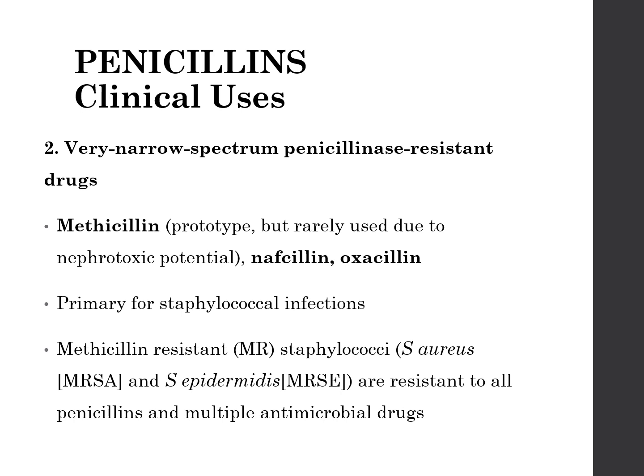Then we will have the very narrow spectrum penicillinase-resistant drugs. An example of this would be your methicillin, which is the prototype. But though it is the prototype, methicillin is rarely used because of its nephrotoxic potential. And also we have nafcillin and oxacillin. These narrow spectrum penicillinase-resistant drugs are primarily used for staphylococcal infections. Your methicillin-resistant staphylococci, for example methicillin-resistant Staphylococcus aureus and methicillin-resistant Staphylococcus epidermidis, are all resistant to all penicillins and multiple antimicrobial drugs.